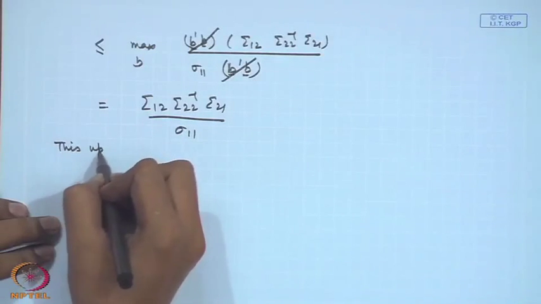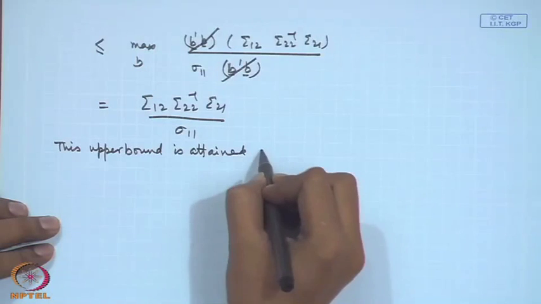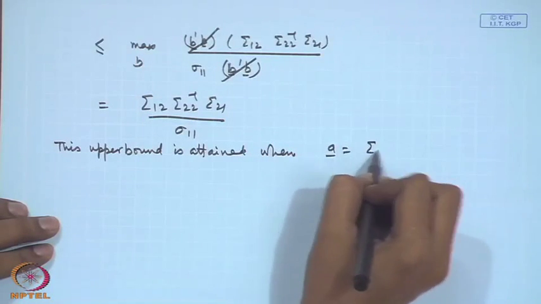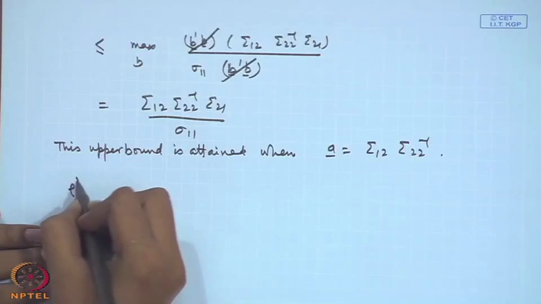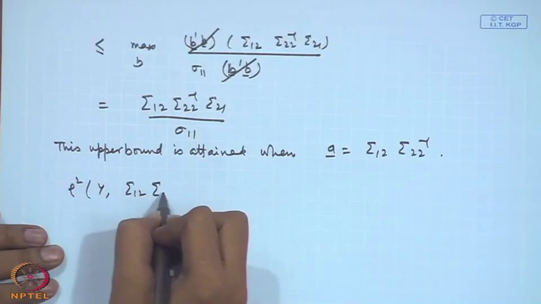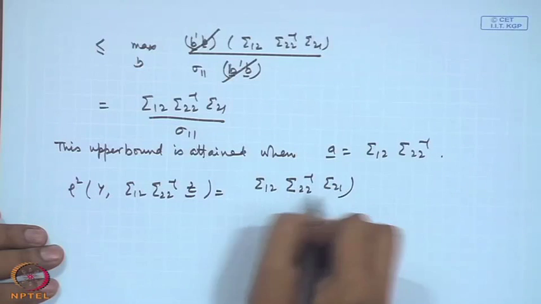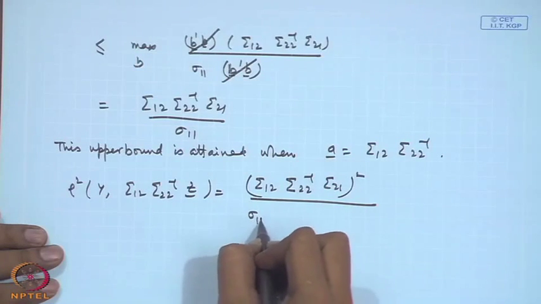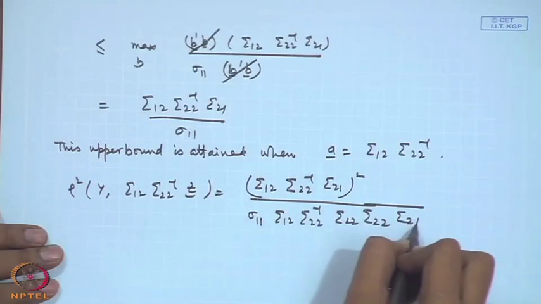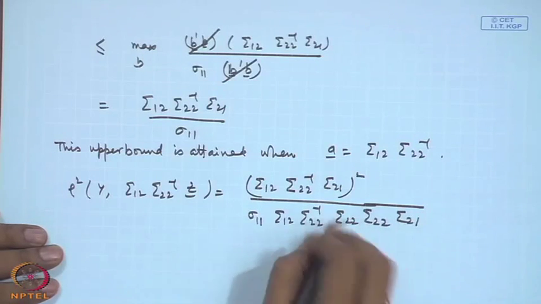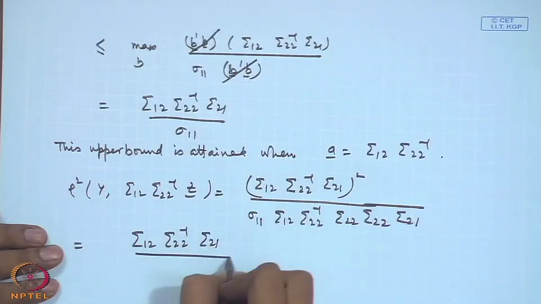This upper bound is actually attained when a is equal to sigma 12 sigma 22 inverse. So, we are getting here rho square y, sigma 12 sigma 22 inverse z, that is equal to sigma 12 sigma 22 inverse sigma 21 square divided by sigma 11 sigma 12 sigma 22 inverse sigma 22 sigma 22 sigma 21. So, this becomes identity and this term gets cancelled out. So, you get simply sigma 12 sigma 22 inverse sigma 21 by sigma 11.